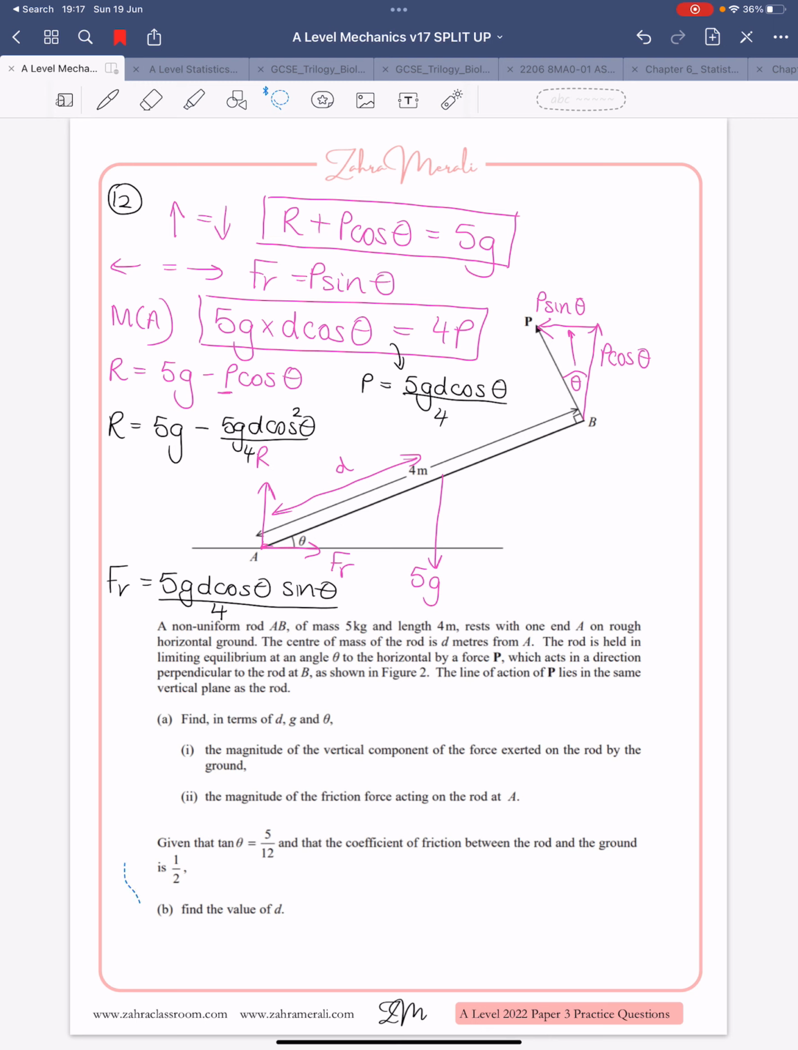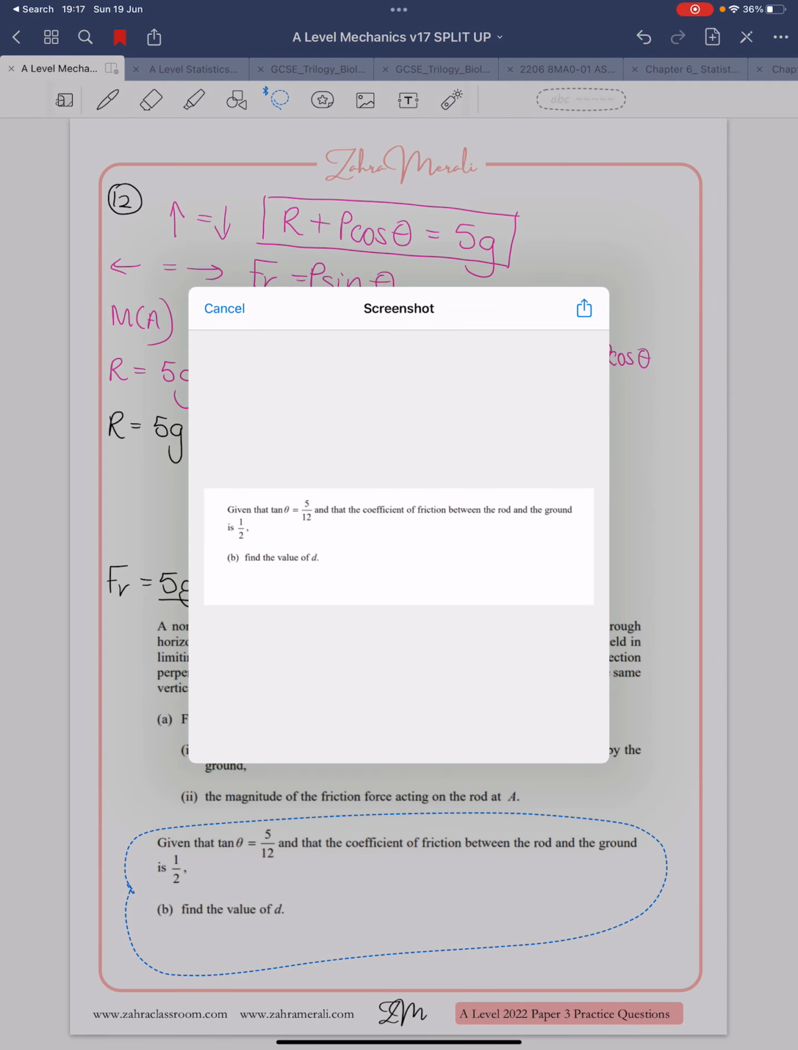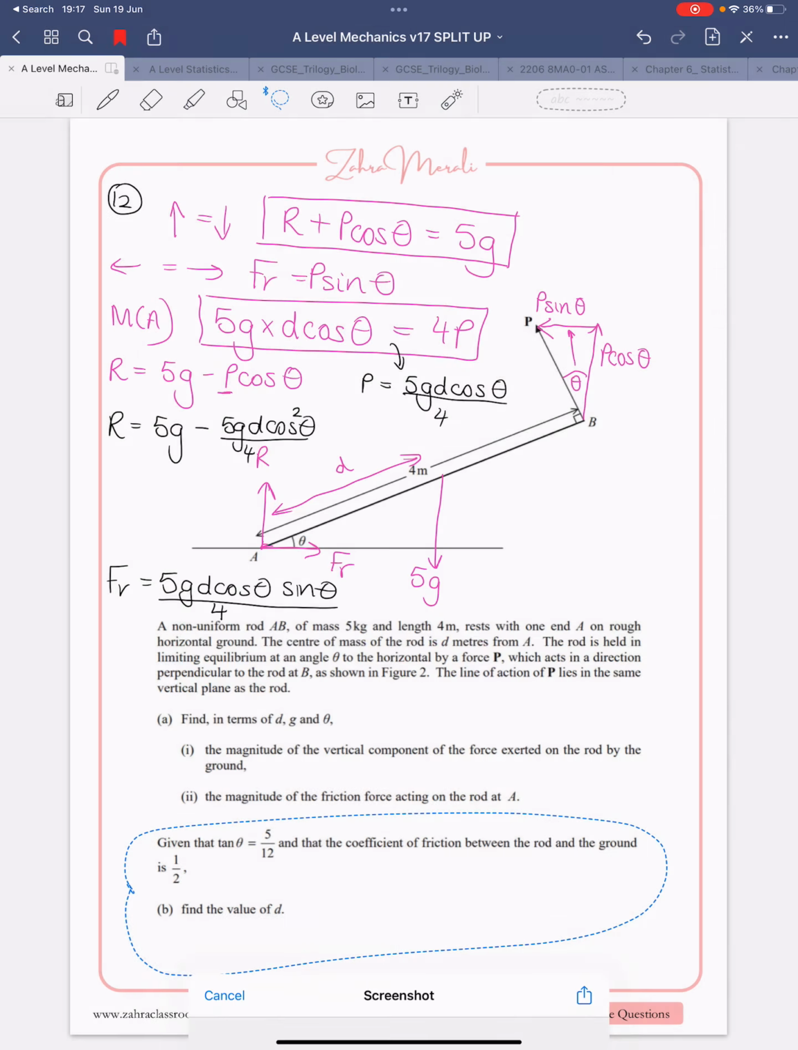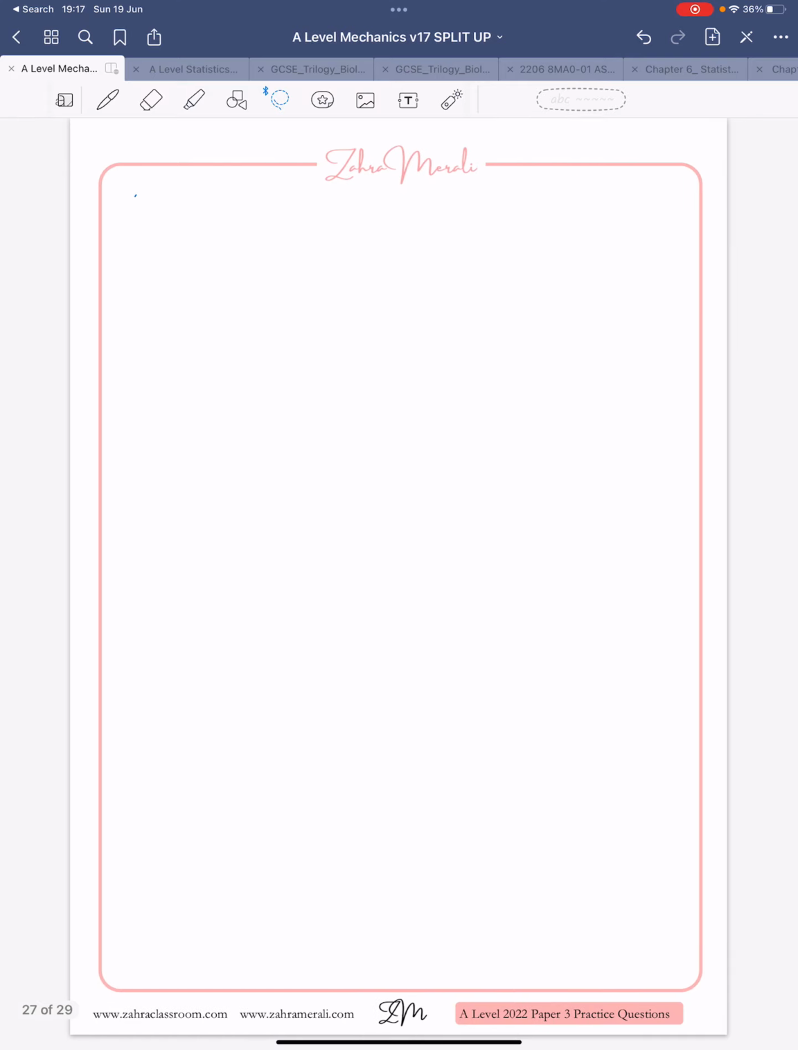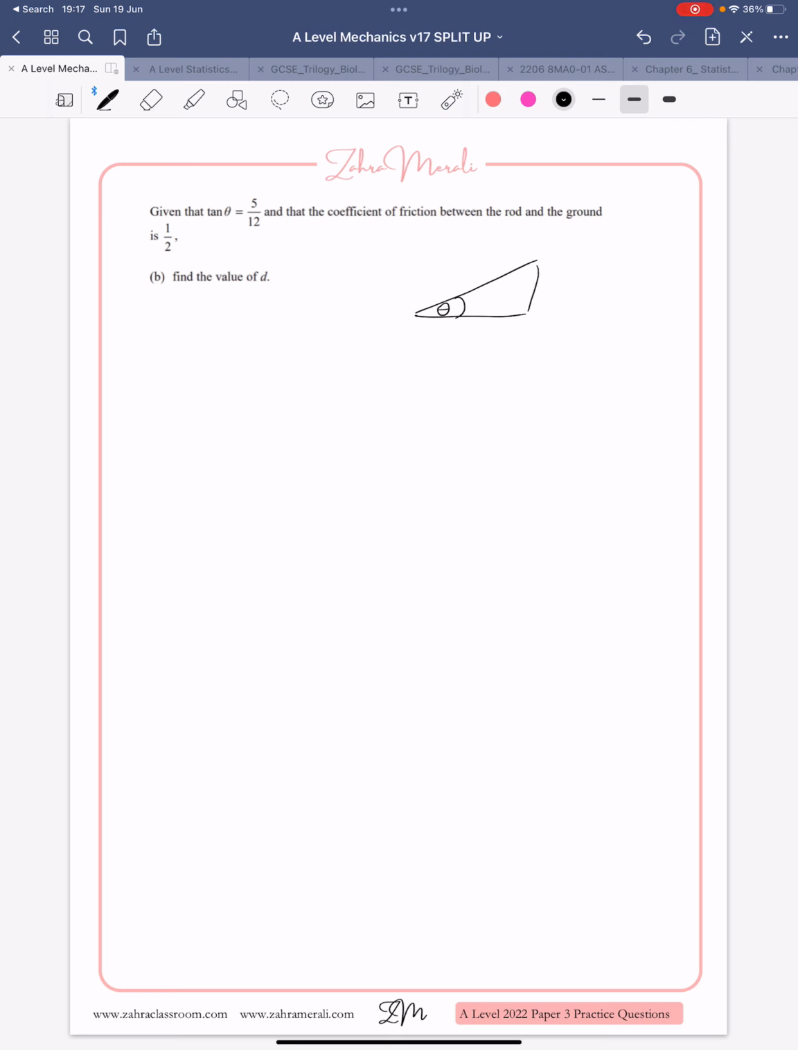So if we take this over onto the other page, and we've got a coefficient of friction here. So let's copy that over. And let's see what that's going to come out to be. So we've got, given that tan theta equals 5/12. So now draw your triangle out if you need to. So tan is 5/12, so it's a 5, 12, 13 triangle. We might need it. And we're told that the coefficient is a half. So we know FR equals a half R.